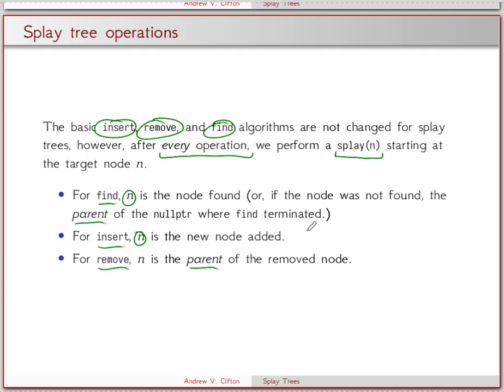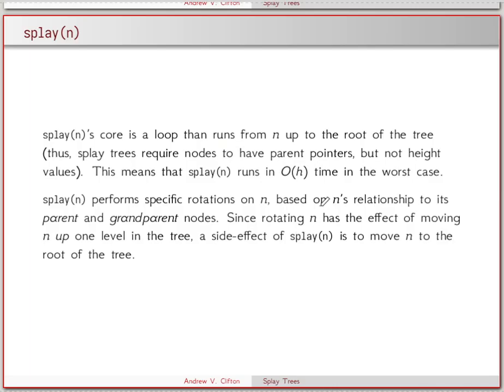So insert, remove, and find don't change, but at the bottom of them we're going to call this splay function. The core of splay is a loop that runs from n up to the root of the tree. Splay trees usually require our nodes to have parent pointers. You can tweak it to not require parent pointers, but it's a lot more fiddly to do it that way. But we don't require any kind of height information, unlike AVL trees.